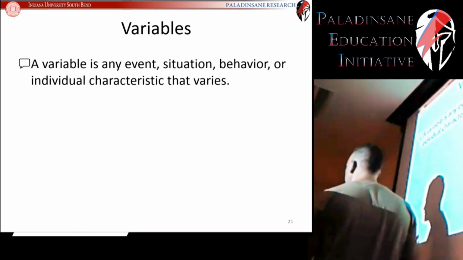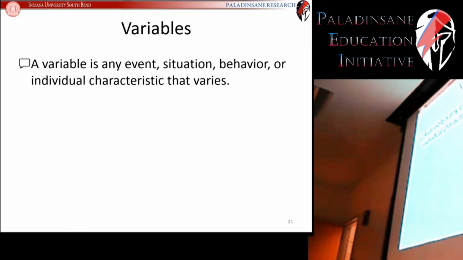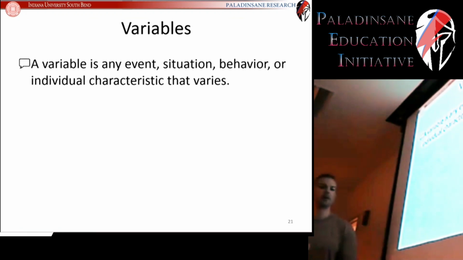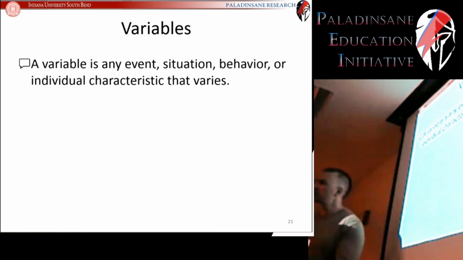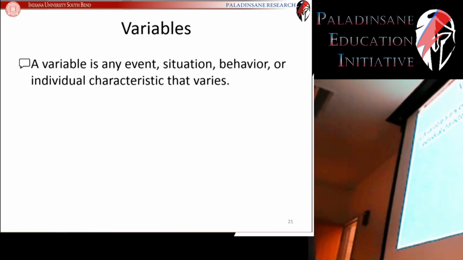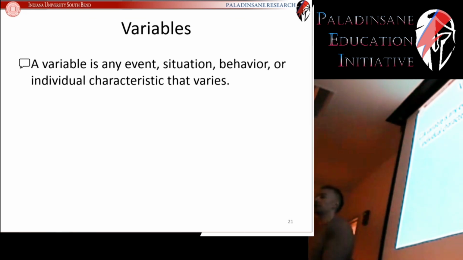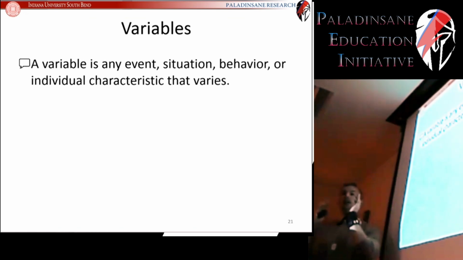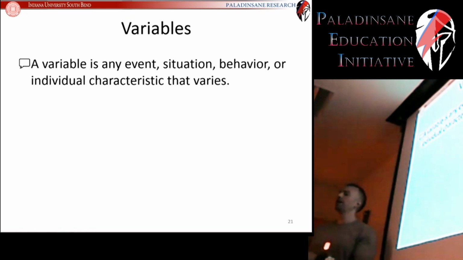So a variable in science in general, and therefore in experimental psychology as well, is any event, situation, behavior, or individual characteristic that varies. That is a very important concept. It has to be able to be different. It has to be a behavior that can change amongst individuals, or maybe within an individual. It's got to be an individual characteristic that varies, some event that some people experience but other people don't, a behavior or a situation that is able to be different, able to vary.